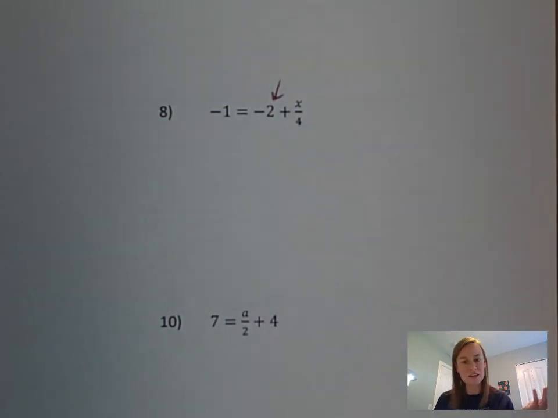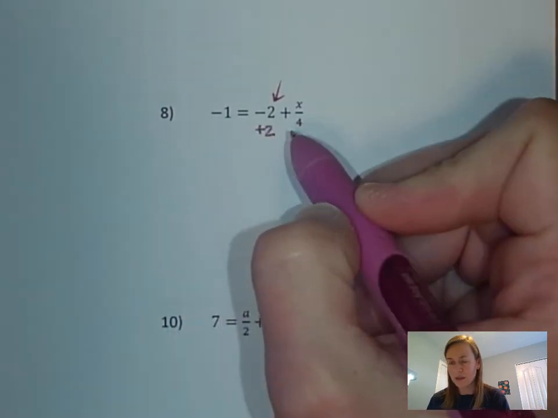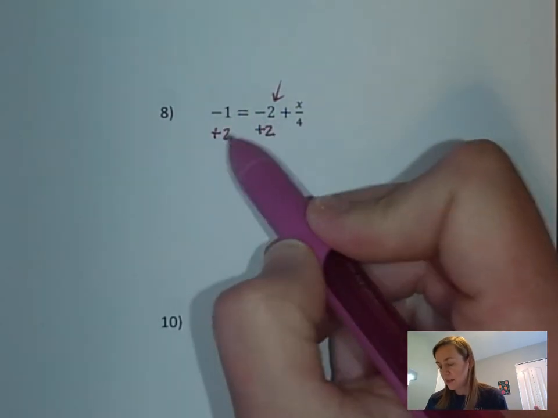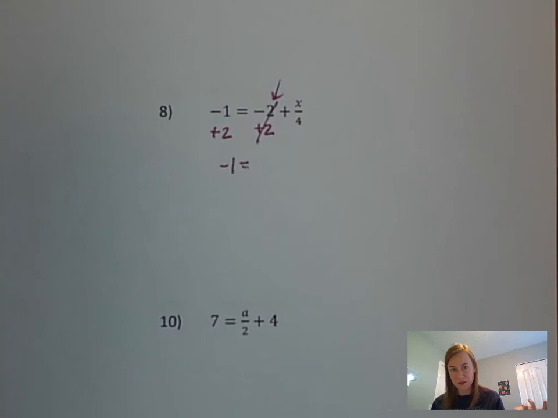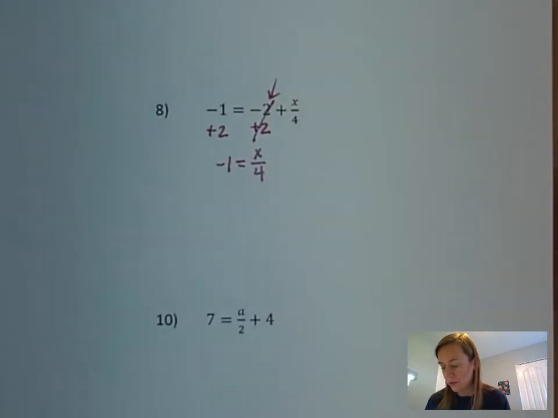How do we get rid of that 2? Well, it's a negative 2, so let's make it a positive 2. In other words, add 2 to both sides to get rid of it. Negative 1 plus 2 gives us negative 1. Those total to be 0. Negative 2 plus 2 equals 0. And then that gives us x over 4. And then from there, you just multiply both sides by 4 to get your answer.